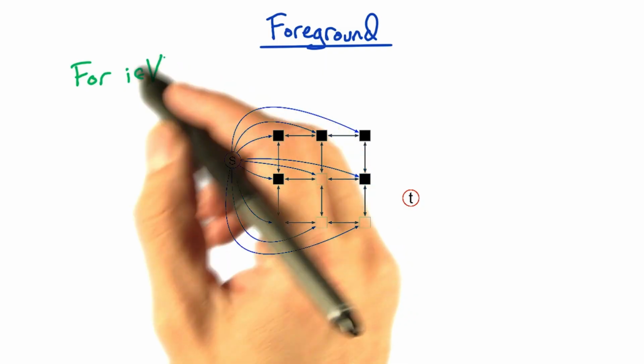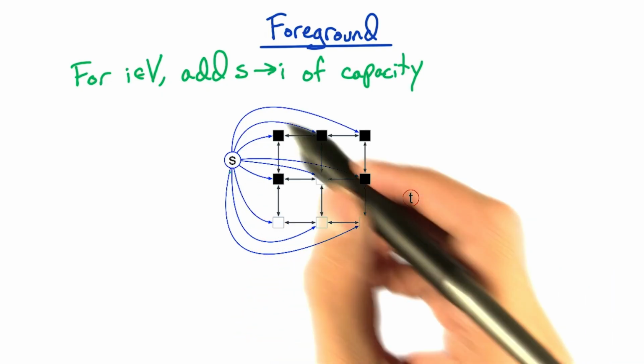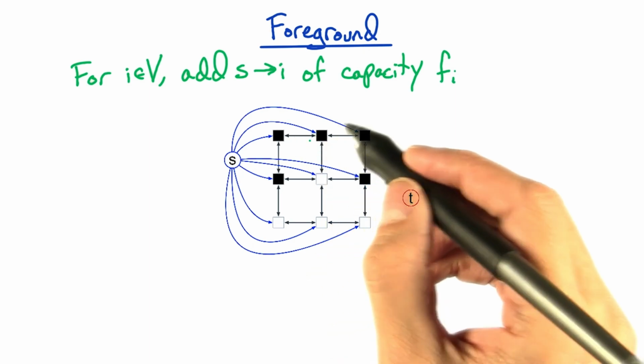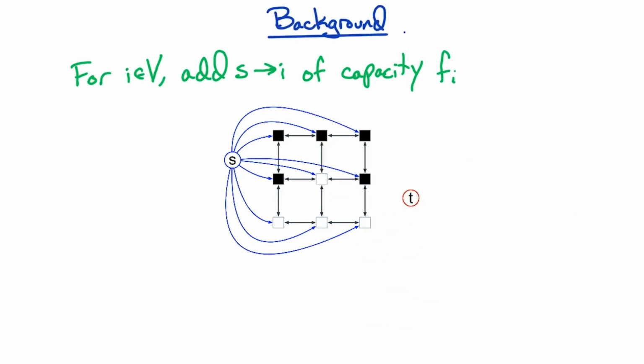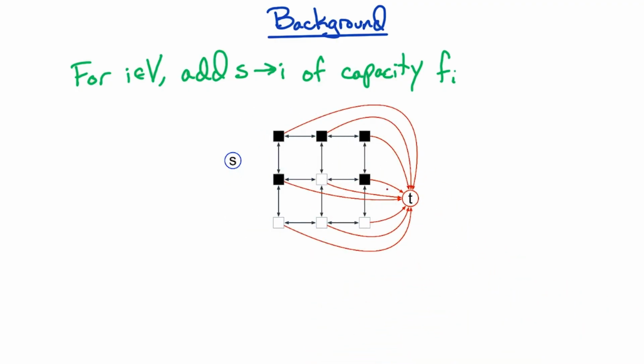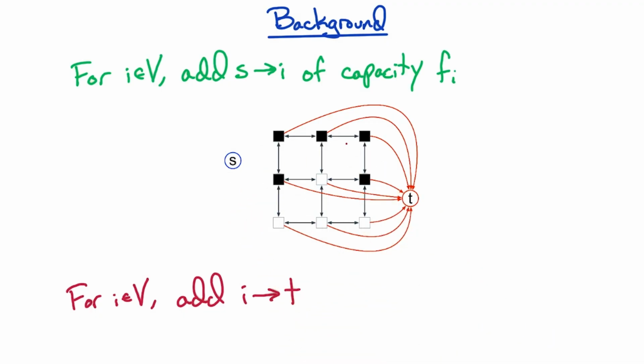So for every pixel in the original undirected graph, we add an edge from S to I. Now S is supposed to correspond to the foreground, so the capacity of this edge will be Fi, so we encode the foreground likelihoods. Now for the background we do similar, using this vertex T. So we add an edge from every vertex of the original undirected graph to T. So these edges are going to T, whereas edges came out of S. So S was a source and T is a sink. And the capacity of these edges to T will be the background likelihood.